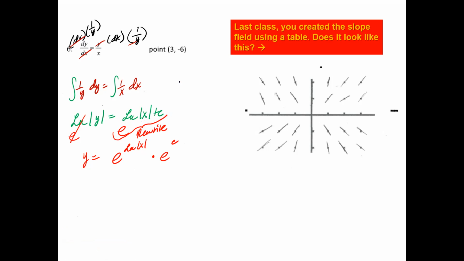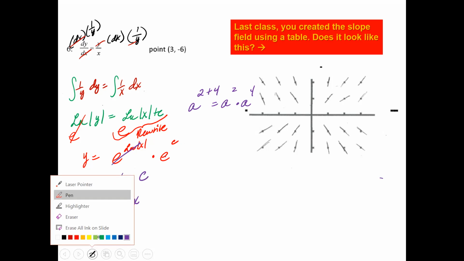I can rewrite this because if I have a to the 2 plus 4, that's the same thing as a squared times a to the 4th. It's just the power rule of exponents. So then this piece cancels and you have x by itself. And then e to the c is just going to be a big constant. So really, you put the c in front of that.